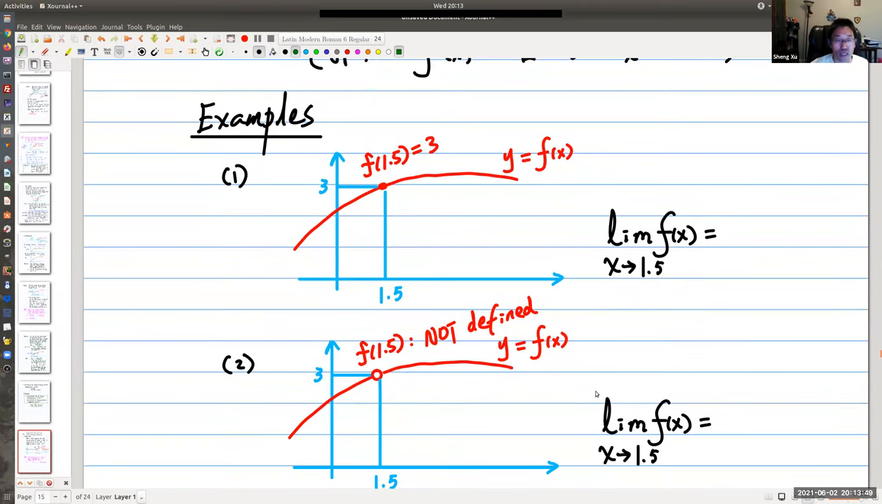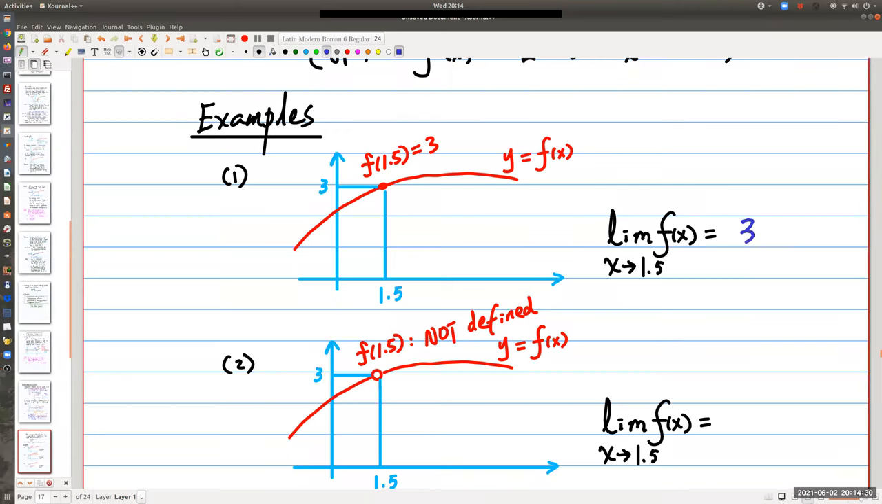So to test your understanding of this intuitive definition, now this is my f of x. This is a better curve. So f at 1.5 is equal to 3, in this picture here, as you can see. So if I ask you, what is the limit of this function f of x as x approaches 1.5? Can you tell me the answer? Anyone? So when x is very close to 1.5, what's the y value this function approaches? 3, thank you.